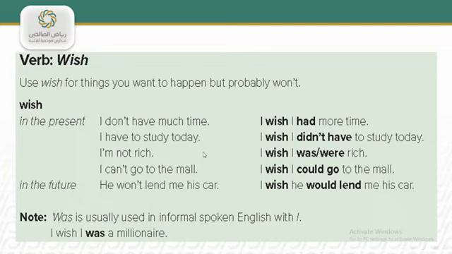I have to study today. أنا يجب علي أن أدرس اليوم. I wish I didn't have to study today. كنت أتمنى لو لم يكن هناك ضرورة للدراسة اليوم. I am not rich. أنا لست غنيا. I wish I was or I were rich. I can't go to the mall. لا أستطيع. وهنا كانت مضارع ولا يستطيع في الوقت الحالي، ولكن عندما عبر عن الندم أو أمنيته في لو تحقق هذا الأمر، وهو لا ولن يتحقق أساسا، فبيقول I wish I could go to the mall.